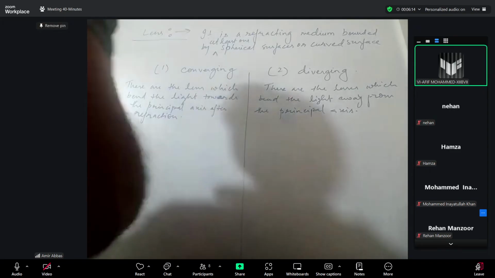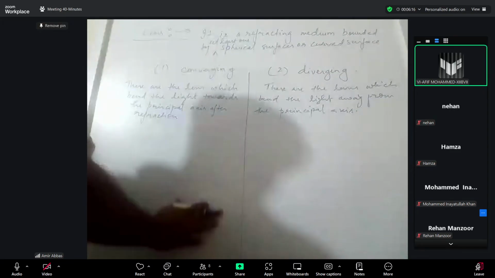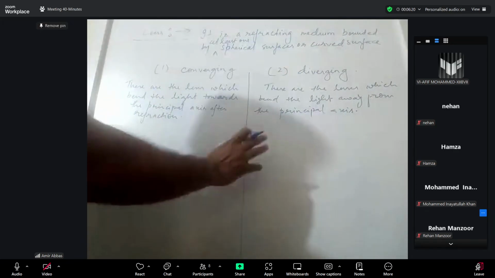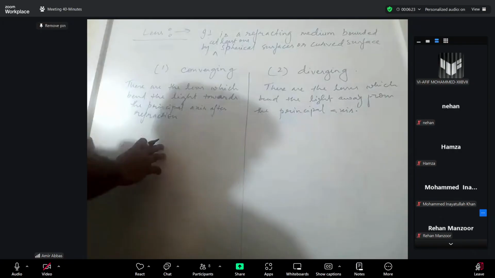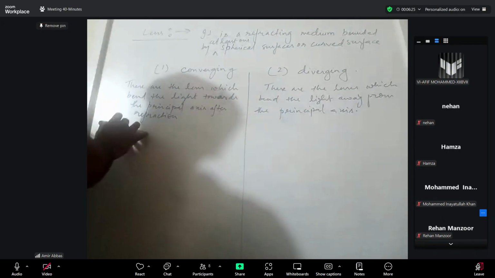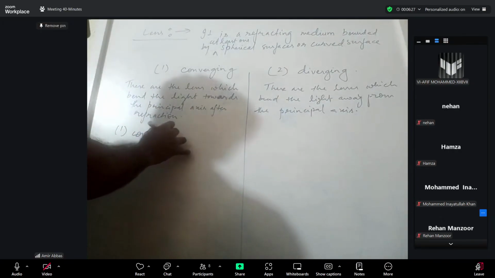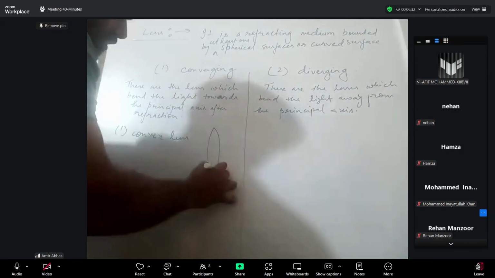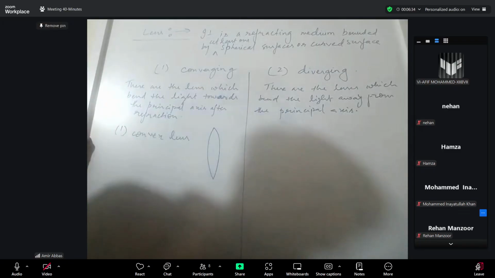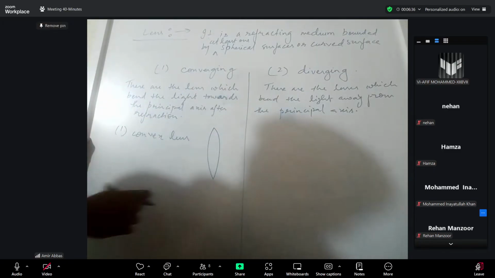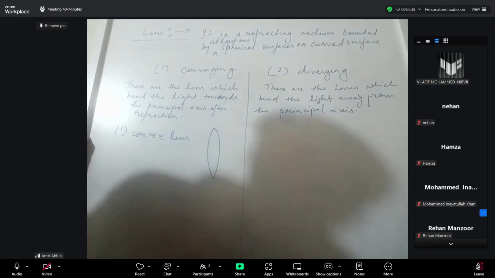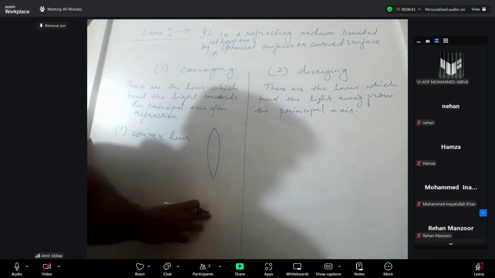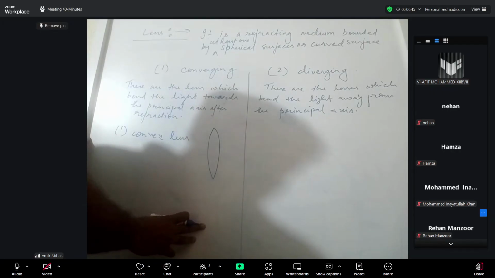Okay. So in this category there are 3 lenses, and in this category there are 3 lenses. Then total there are 6 lenses. So what are those in this category? First is convex lens. It is bounded by two spherical surfaces, thin at the edges and bulging at the middle. Have you got this?